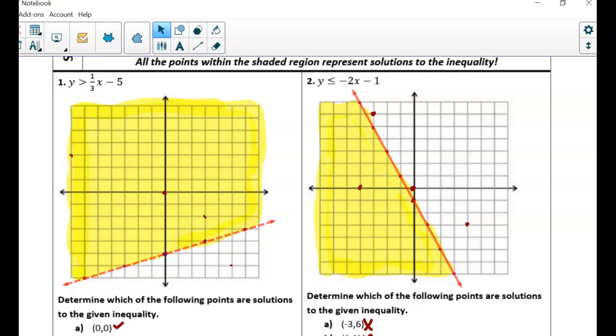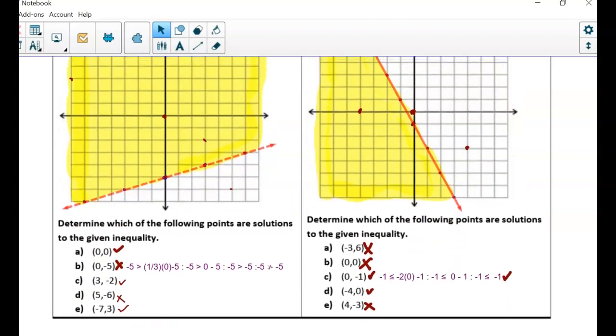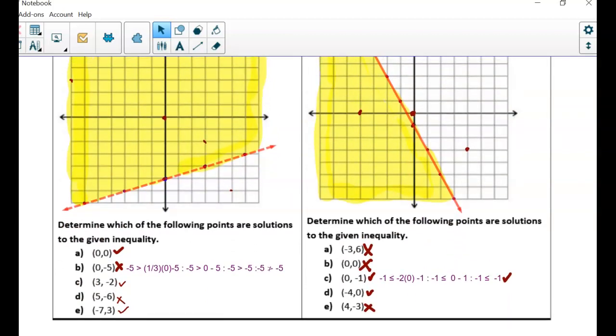As you guys are finishing them up, check your answers with mine. Mine are obviously correct. Number 2 should be a solid line shaded below with a slope of -2, -1. The following points were and were not solutions. 0, -1 was a solution because it fell on the line and this line is included. -4, 0 was a solution, but everything else was not. Questions on that one?